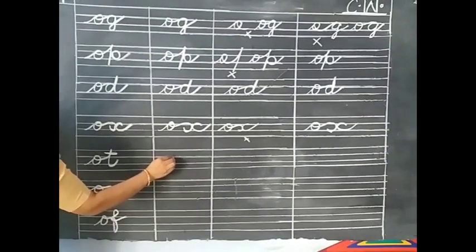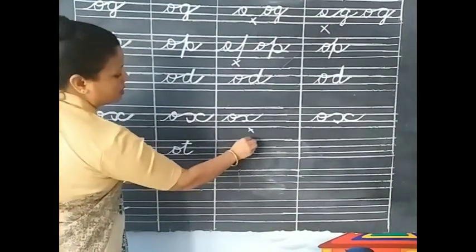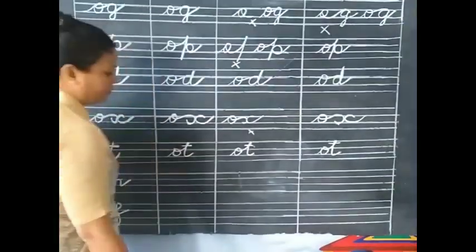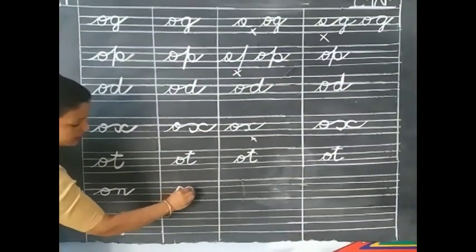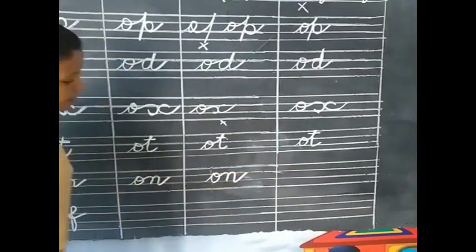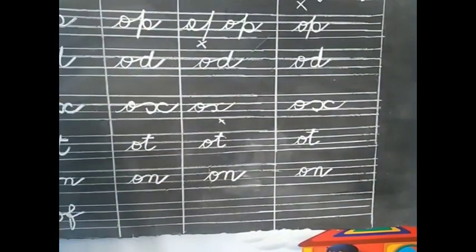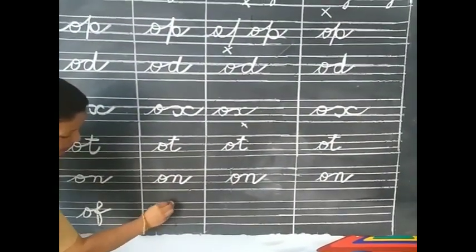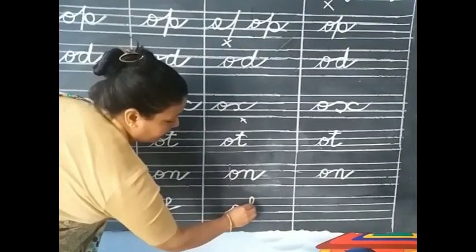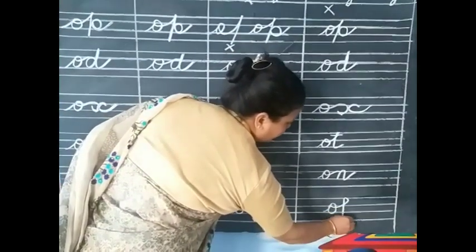Then O, T, ot. O, T, ot. Then O, N, on. O, N, on. O, N, on. Then O, F, off. O, F, off. O, F, off.